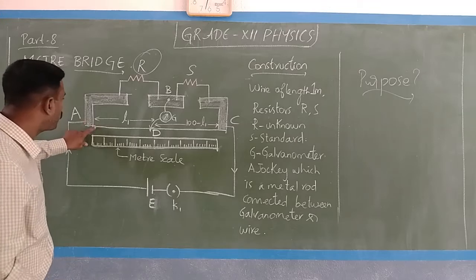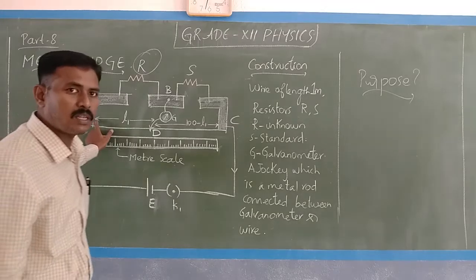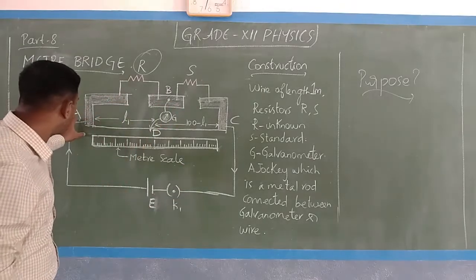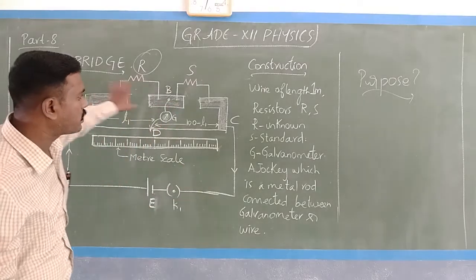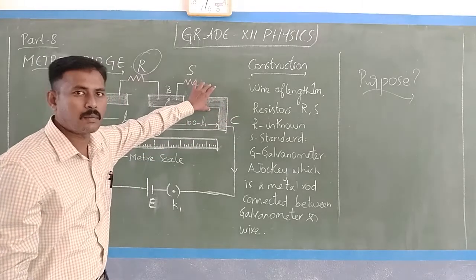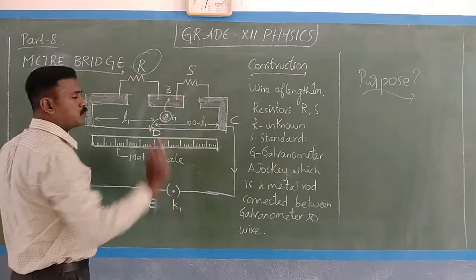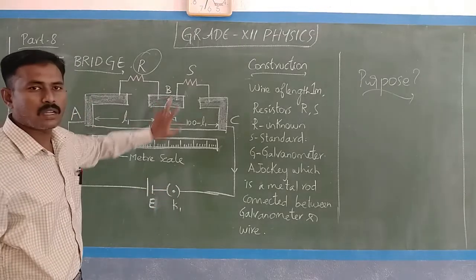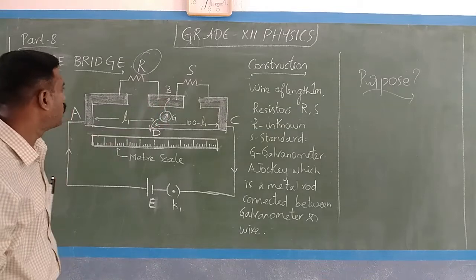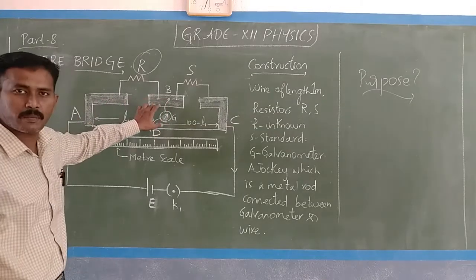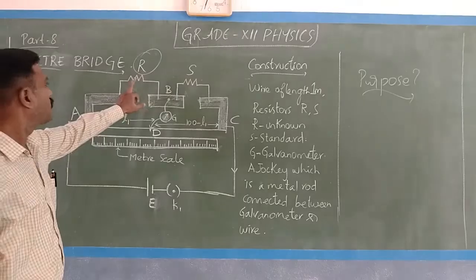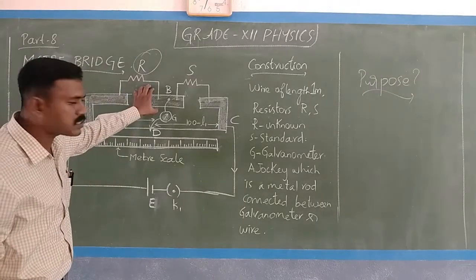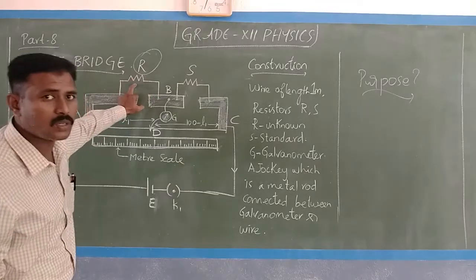This metallic wire is connected between terminals A and C. Terminal A is connected with a metallic strip and terminal C is connected with a metallic strip. There is a gap between these two, and now I am placing another metallic strip. That point I name as point B. And in between these two metallic strips, I am connecting an unknown resistor.